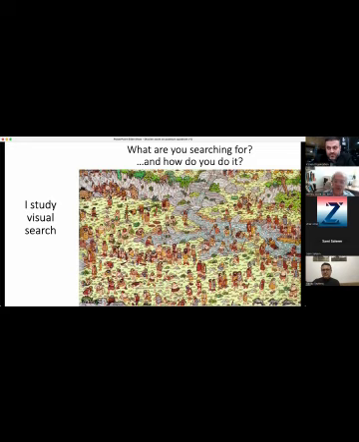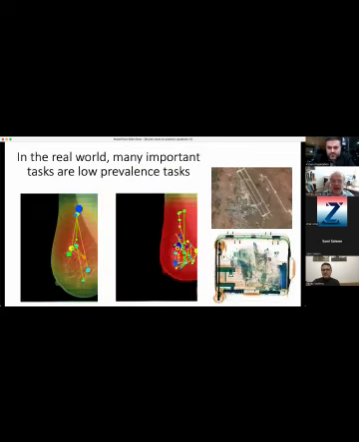Now, these sort of Where's Waldo things are fun. In the real world, there are a lot of search tasks. Well, we do search tasks all day long. I mean, looking for your shoes in the morning is a search task of some sort. But we also pay people to do a variety of socially important search tasks.